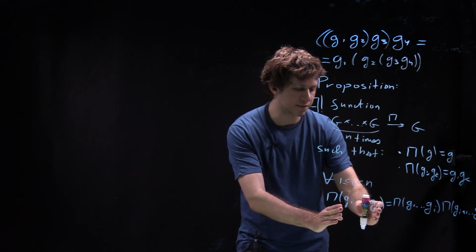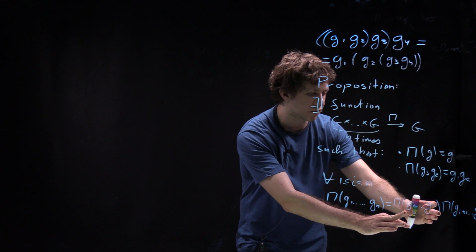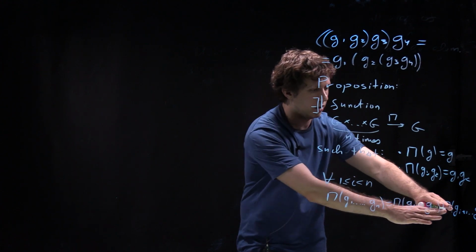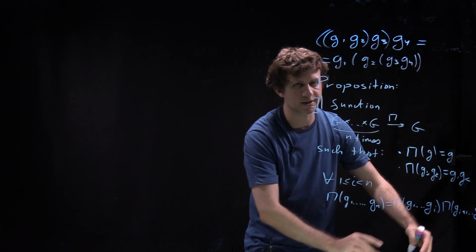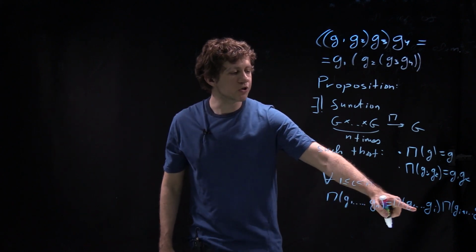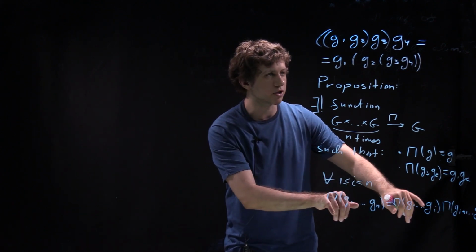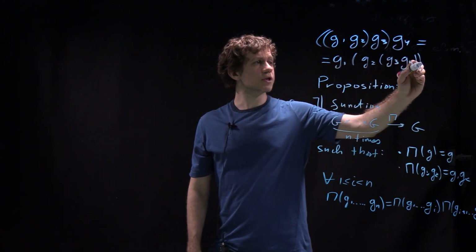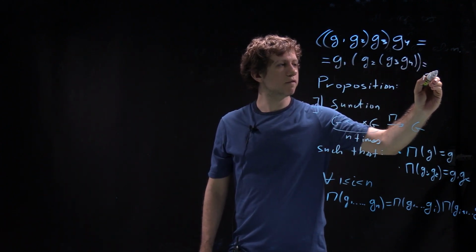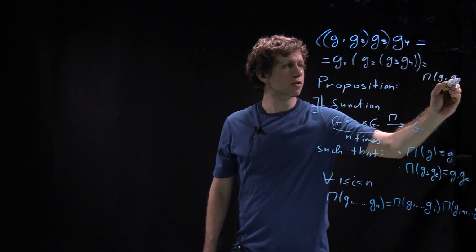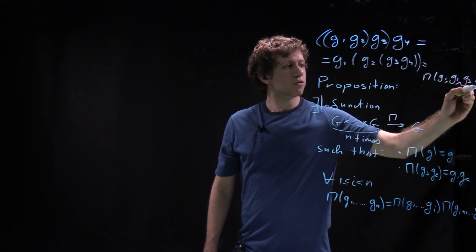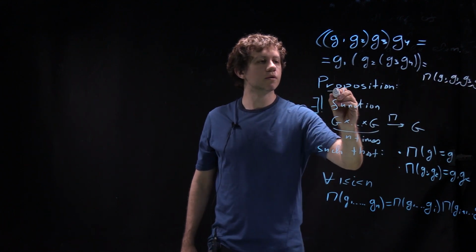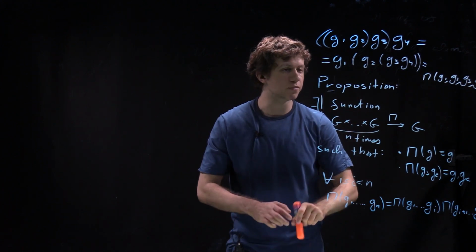And this says that if you multiply n elements, it's the same thing as multiplying the first i in the same order, and then multiplying the rest and multiplying them. And it doesn't matter which i you choose here. You can break your expression as much as you want. So this element, for instance, will be P of g1, g2, g3, g4. So the proposition is very simple.